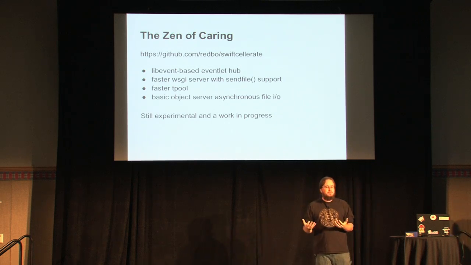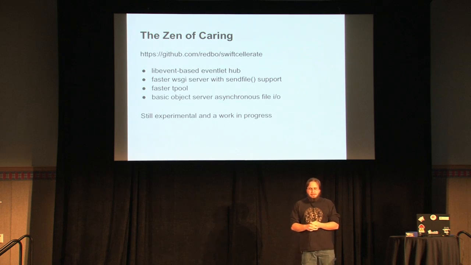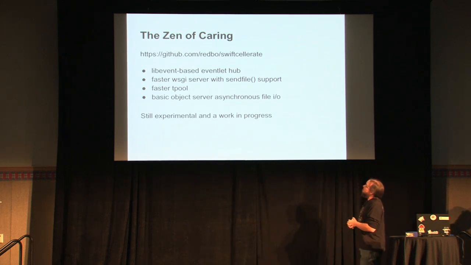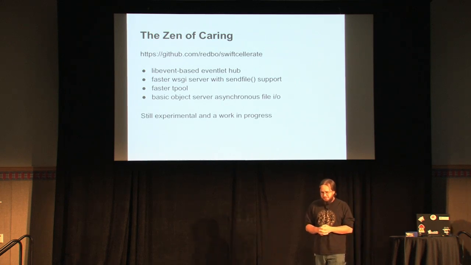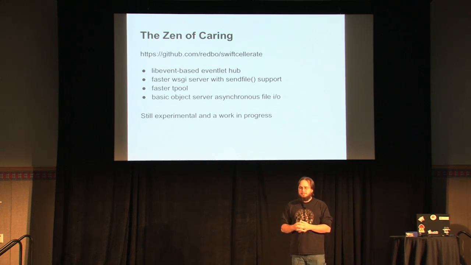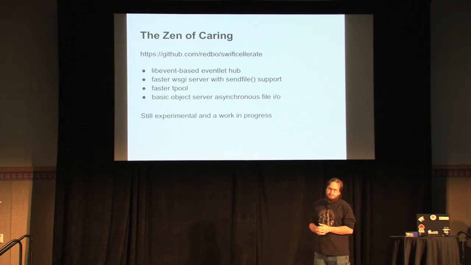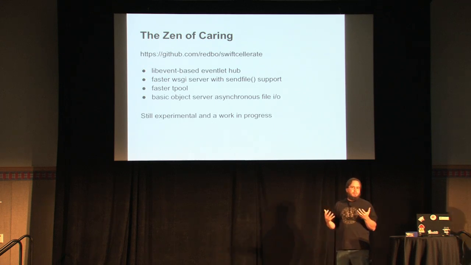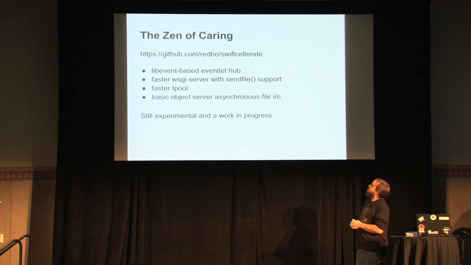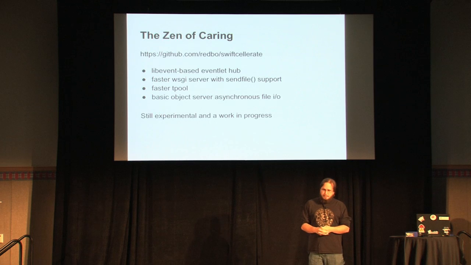So as we've been using it in Swift, there's a couple areas in Swift that we've been wanting to help try to make better. Michael Barton has been working on what he calls Swift Accelerate, basically a Swift accelerator. Some things he's been working on are a libevent-based eventlet hub, which can give you a little more performance for a lot of concurrency on larger systems.